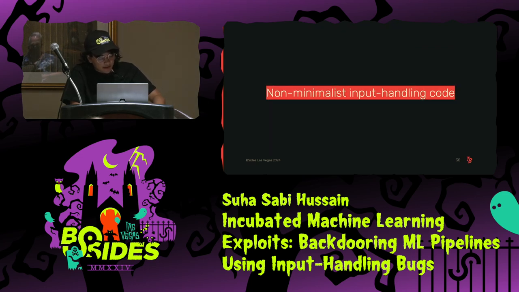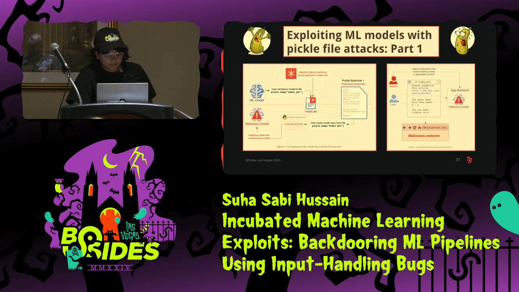This first category is called non-minimalist input handling code. It sounds a little fancy, but all it means is that the code used to check and parse the inputs is too complex, so an attacker can potentially grab the necessary gadgets for their exploits.